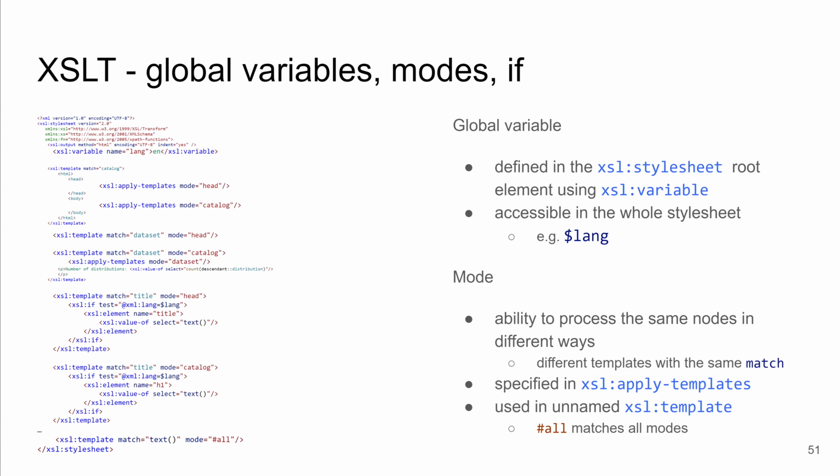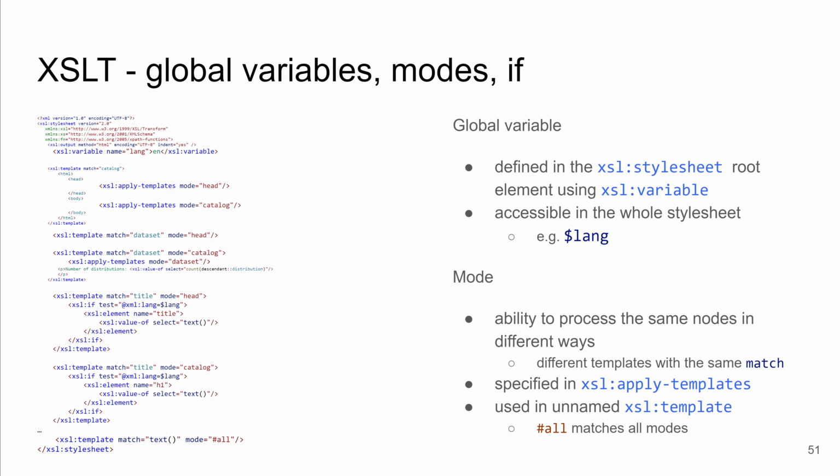Now another construct that is quite useful are global variables. You can create your variable using the XSL variable XML element, and you name it with the name attribute, and the content of that element gets to be the content of the variable. And you can then use the variable, as we have seen in the previous slide, using the $ and name of the variable notation. And if you define this variable in the XSL style sheet element, the variable is global and you can access it from the whole style sheet.